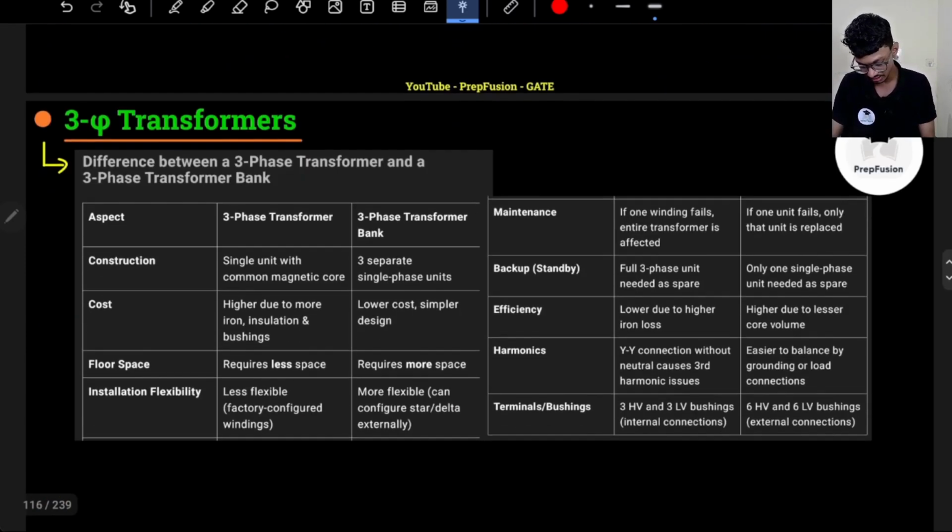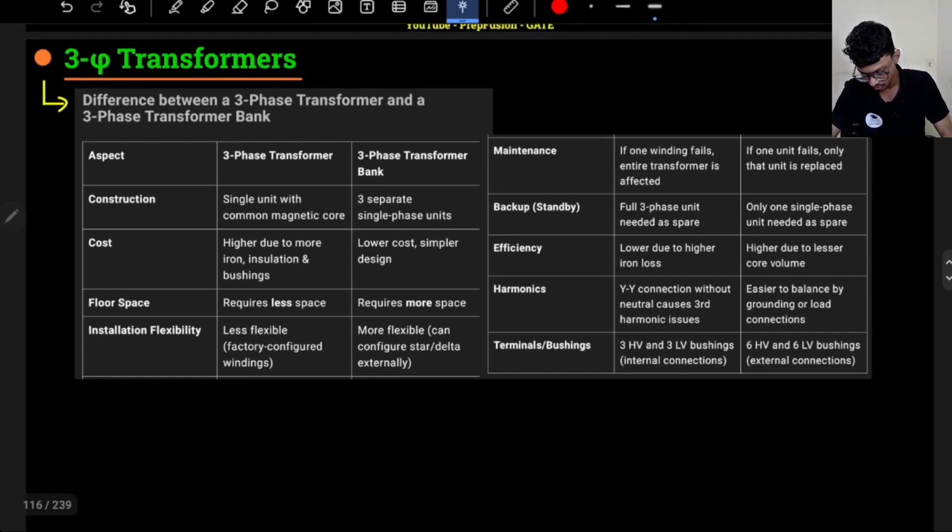So here the differences are written actually. Construction: for the three-phase transformer, a single unit with a common magnetic core. For the three-phase transformer bank, three separate single-phase units. Cost will be higher due to more iron, insulation and bushings, and the design procedure, because it is a single unit only. I have to think about everything.